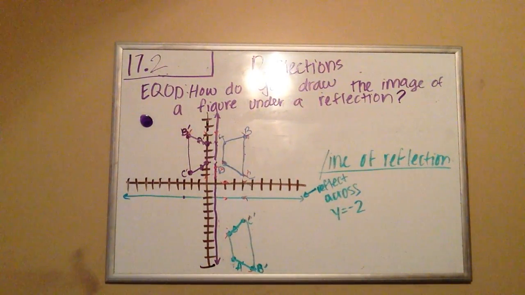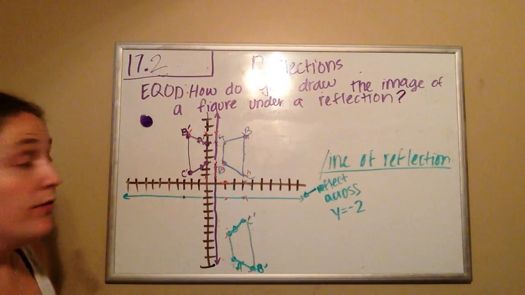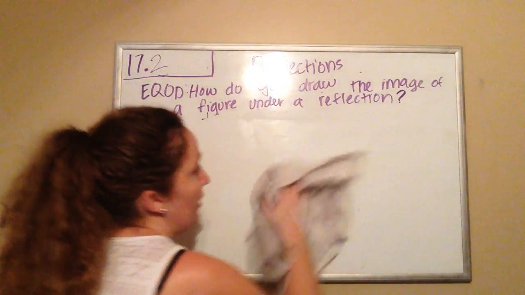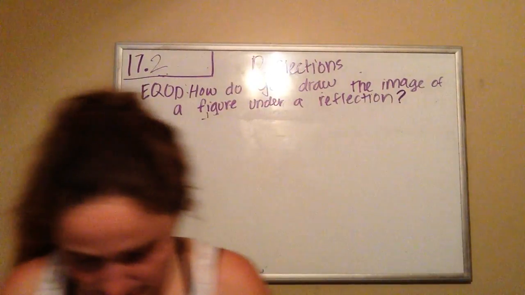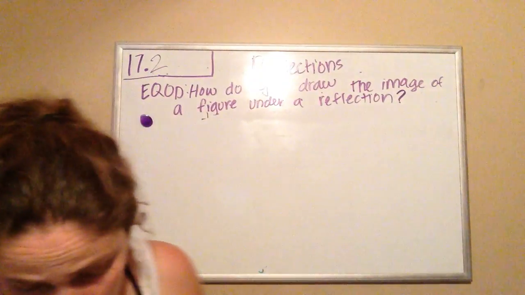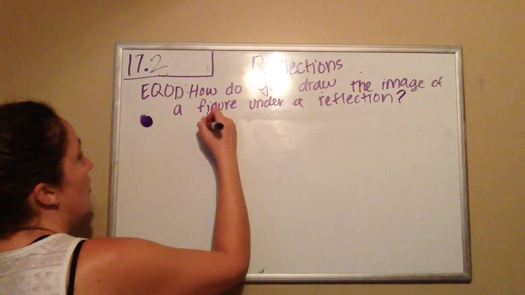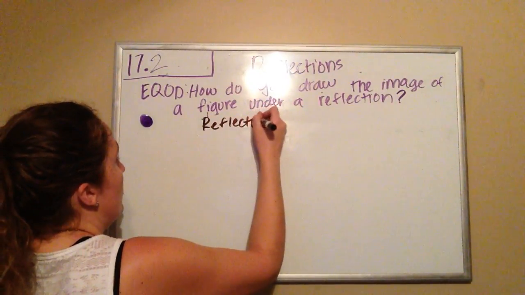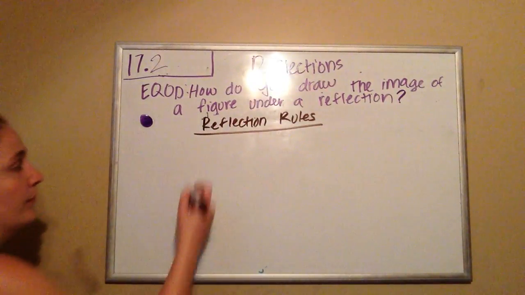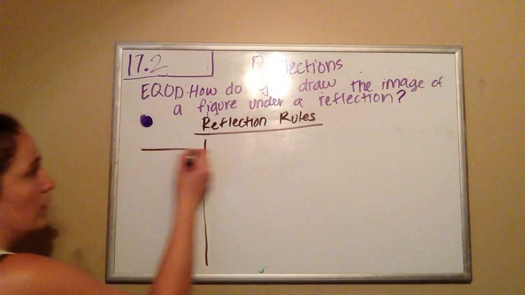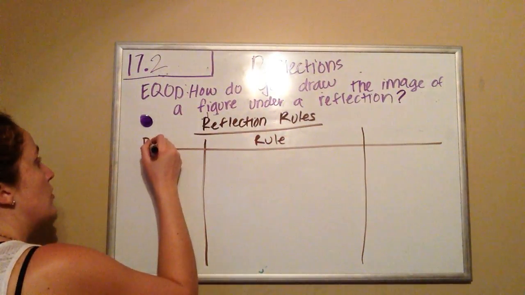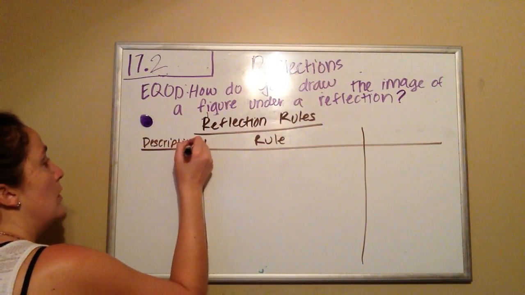Okay, so that's all I'm going to show for reflections. And I'm just going to give you some rules that you can use when given a reflection, just like we did with the transformations. So we have 4 rules because we have 4 lines that they're typically reflected over. Reflection rules: rule, description, and diagram.